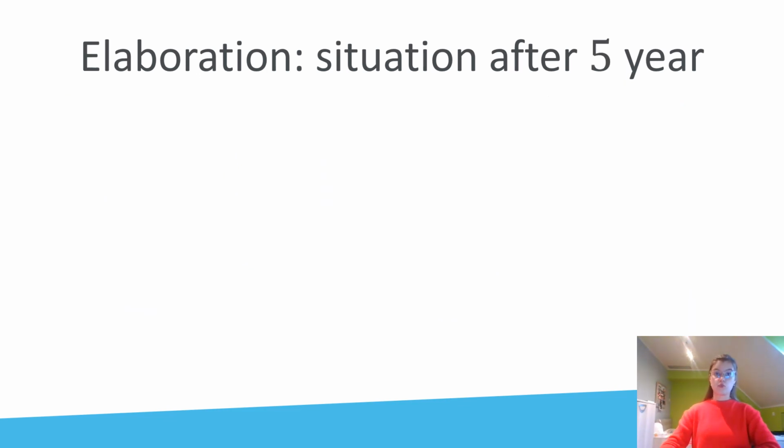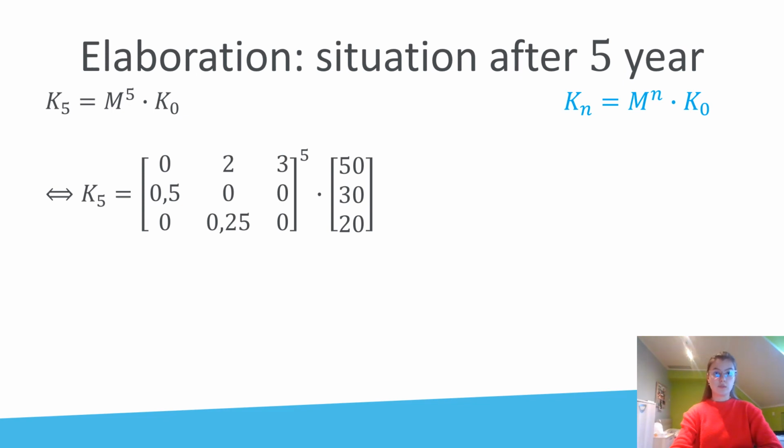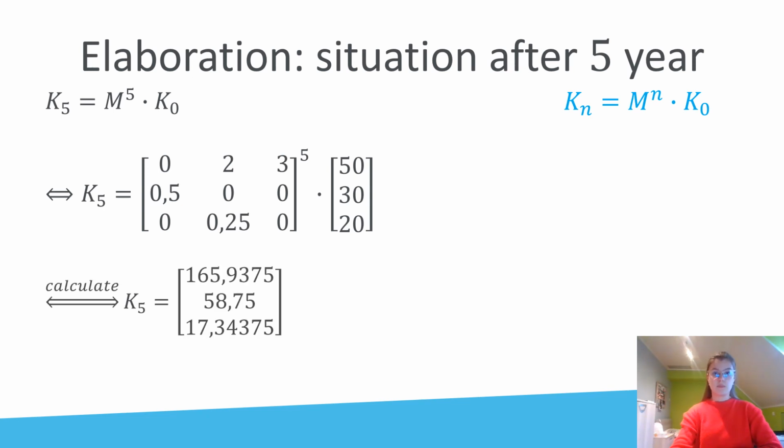Then we were asked to outline the situation in 5 years. So now we have to take the matrix M 5 times and multiply it by the initial state, namely K0. We can calculate this with a formula from the previous slide, namely this one, where n equals 5 because we calculate the situation after 5 years. We perform the operation with a graphical calculator and we get the matrix K5 as a result. We formulate a response sentence.